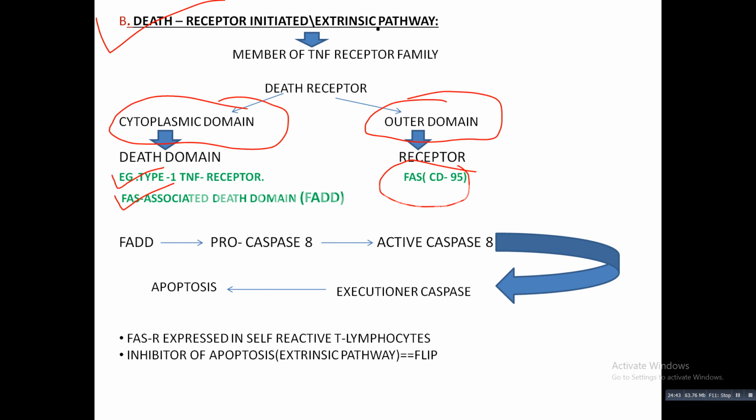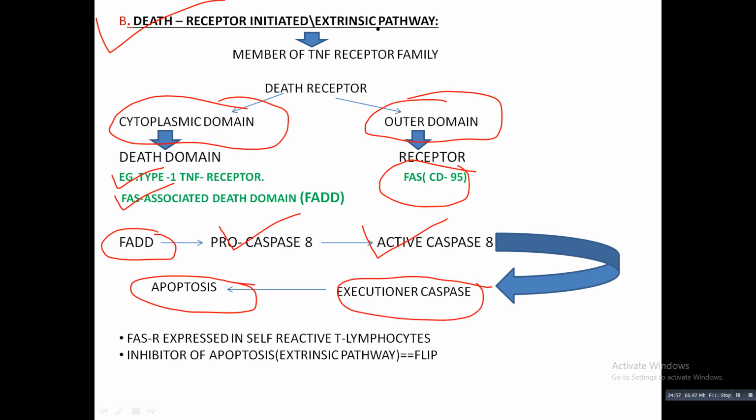I repeat, FADD will lead to stimulation of pro-caspase 8 leading to formation of caspase 8. Ultimately, they will stimulate the executioner caspase bringing about apoptosis. Now, there are two important points that I would like to share at this point, that the Fas receptor is expressed in the self-reactive T lymphocytes. So self-reactive T lymphocytes, as we have already read, is an example of physiological apoptosis. And by which pathway will they undergo apoptosis? By the death receptor initiated or the extrinsic pathway they will undergo apoptosis.